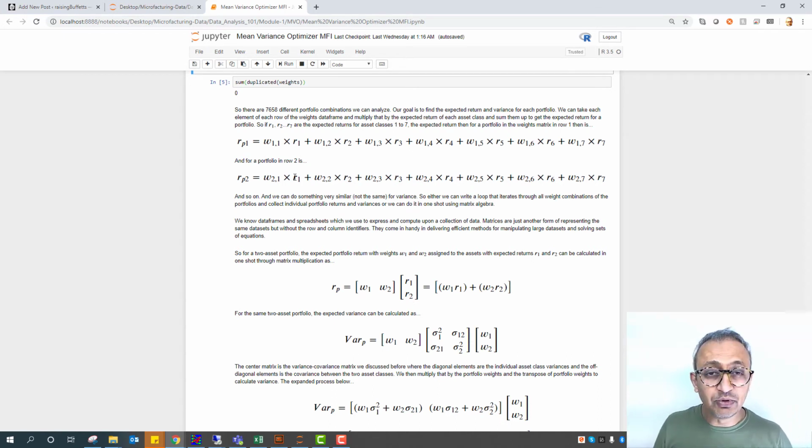Now you could do it one by one. You can write a loop, and that's why we introduce matrix algebra. You don't have to do it. As I said, this course is completely open-ended.